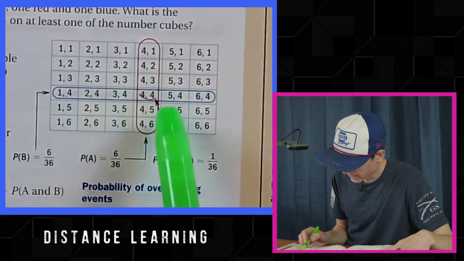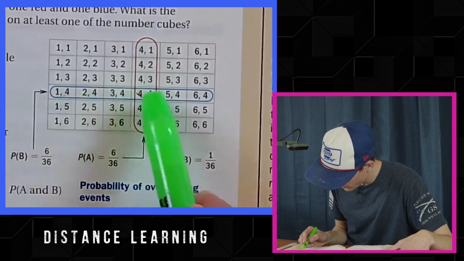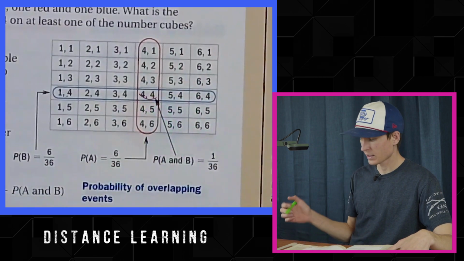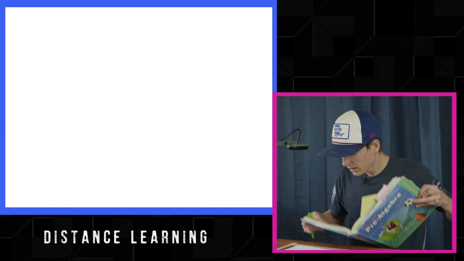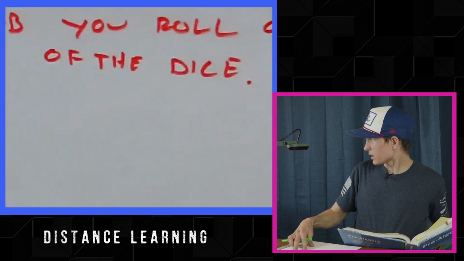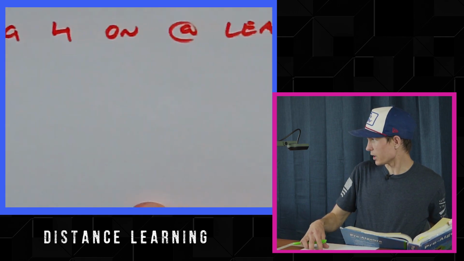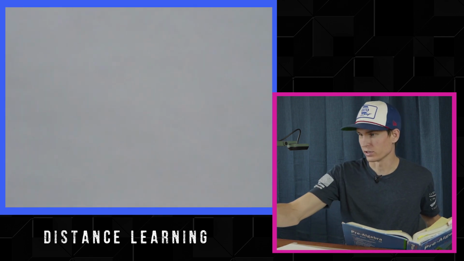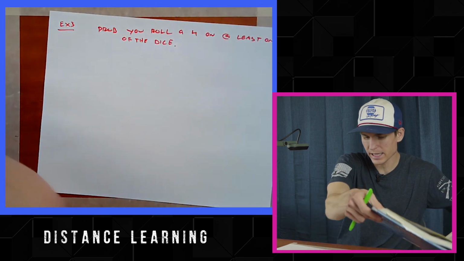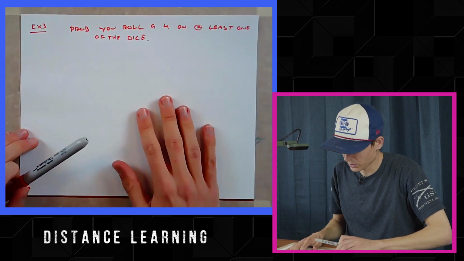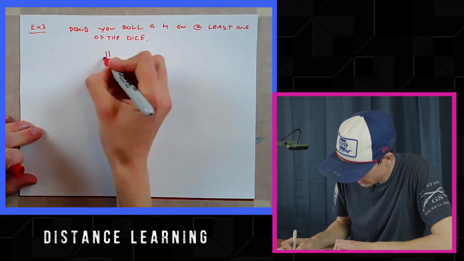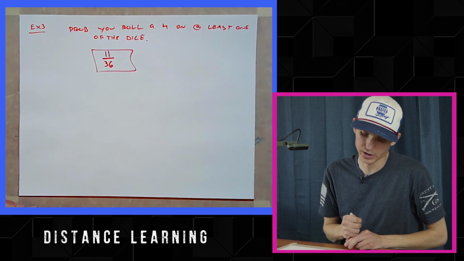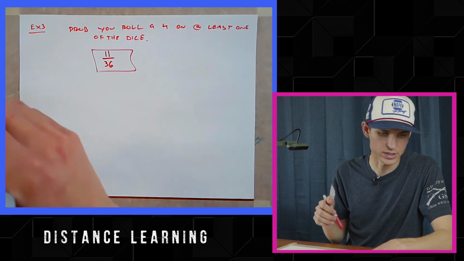So really, if I don't count the second time, I only have 1, 2, 3, 4, 5, 6, 7, 8, 9, skip it, 10, 11. 11 probabilities of me rolling a 4 on at least one of the dice, okay? So I only had 11, and the total number of options is 36. So it's 11 over 36. The common mistake would be saying 12 over 36. It is not 12 over 36.